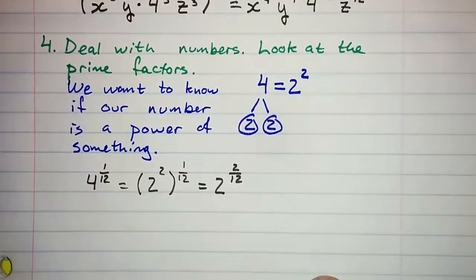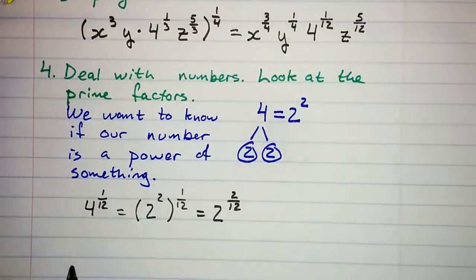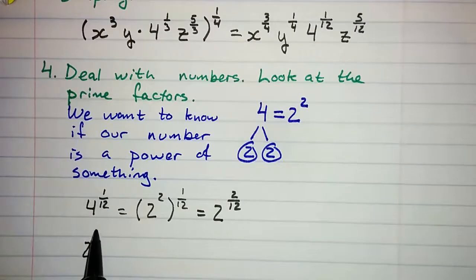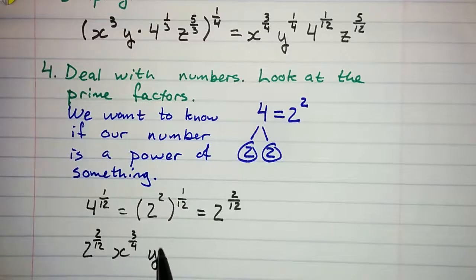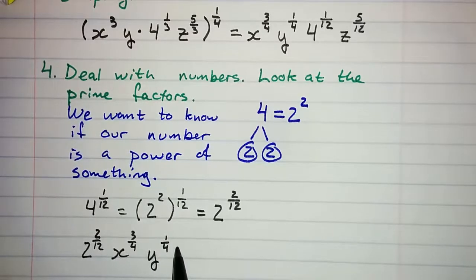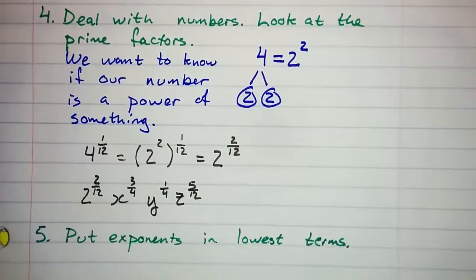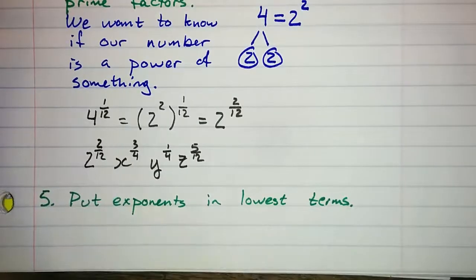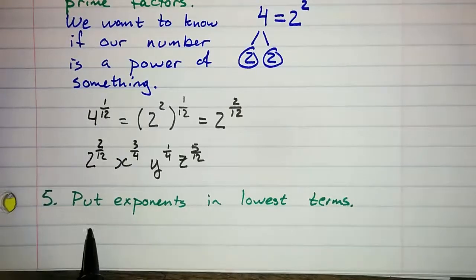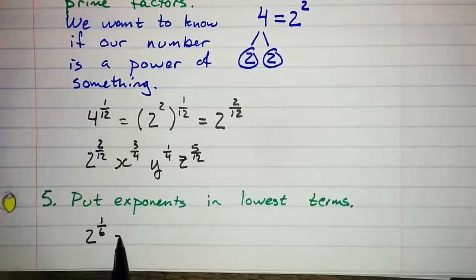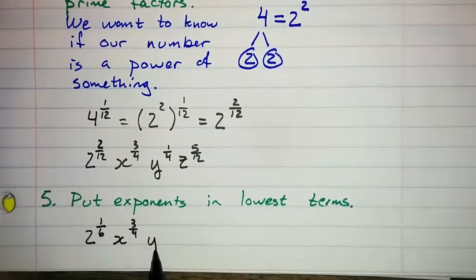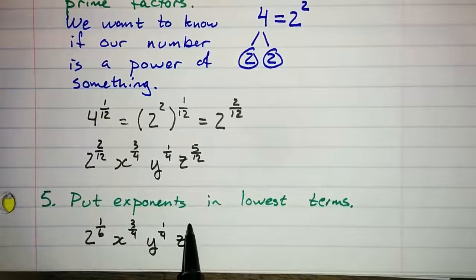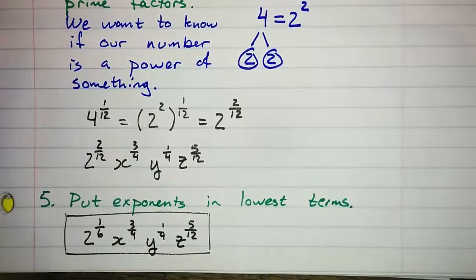Also in my deal with numbers stage, I'm going to write numbers first. So my original expression is 2 to the 2/12, x to the 3/4, y to the 1/4, z to the 5/12. And I have one step left, and that is to put the exponents in lowest terms. So the only one that isn't is 2/12, which is 1/6. So 2 to the 1/6, x to the 3/4, y to the 1/4, z to the 5/12 is my final expression.